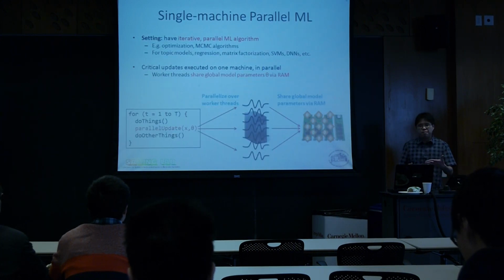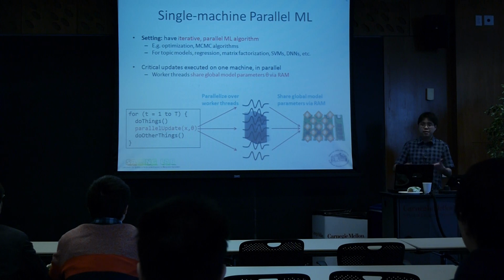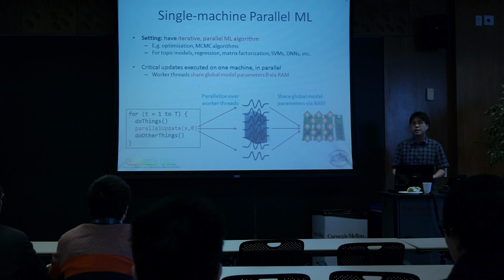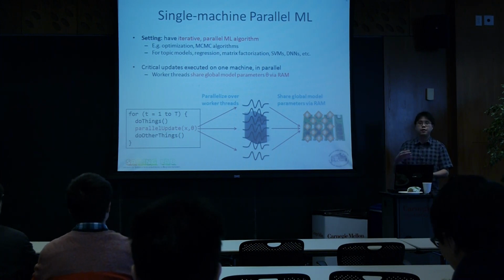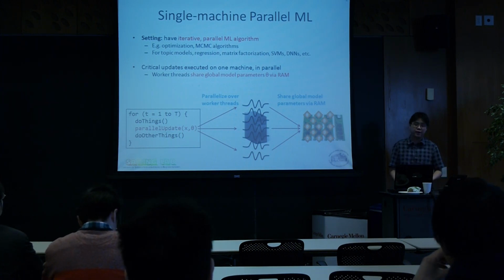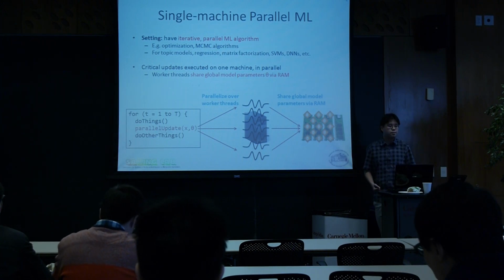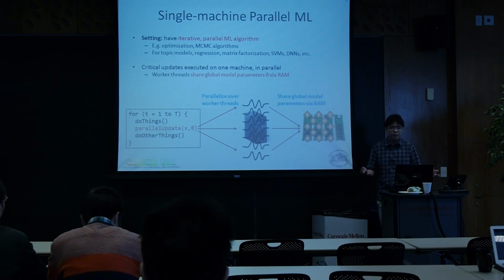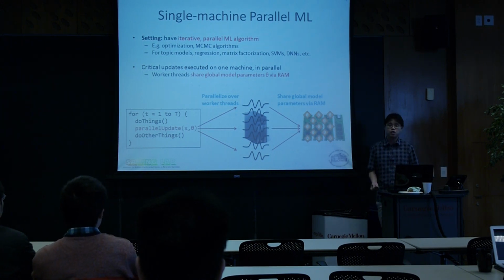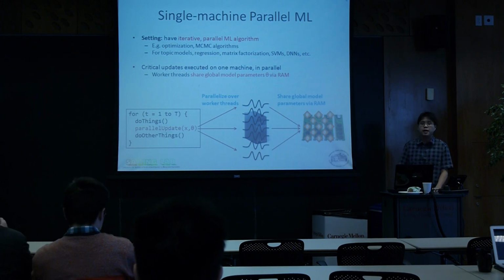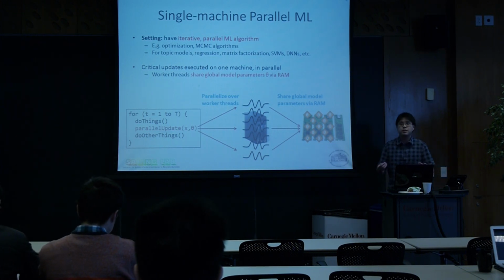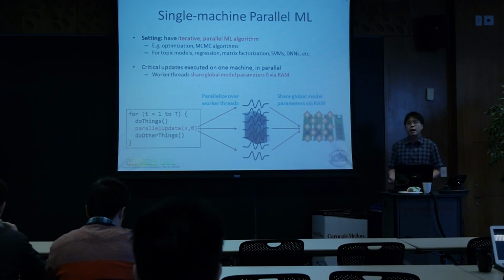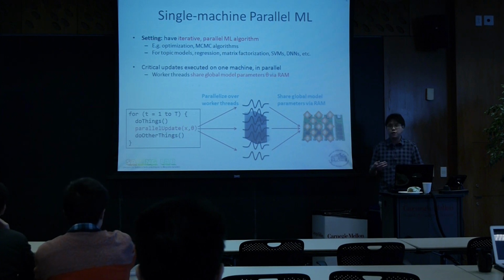Now, I've been talking about parallel ML algorithms, and well, what do I mean by a parallel ML algorithm? Most ML algorithms are iterative in that they execute a series of equations multiple times until they converge to a fixed point. Optimization algorithms, MCMC algorithms fall into this category, for instance, and the applications are fairly diverse. You might be, say, doing topic models, regression, matrix factorization, SVMs, DNNs. The point is that most of these methods are solved using either an MCMC algorithm or an optimization-based solver, and most of the time you don't have a closed-form solution, so you iterate to a fixed point.